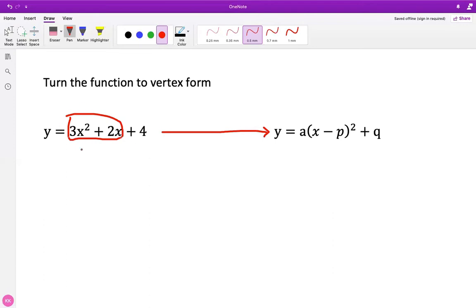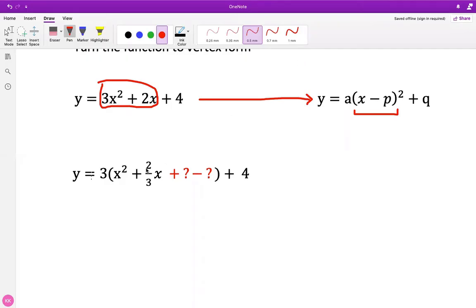If I factor the 3 only from these two terms, I get 3 times x squared plus 2 over 3 x, and we also have the plus 4 outside the bracket. Why do we have 2 over 3 here? Because 3 times 2 over 3 gives you the 2x. So when I factor out the 3, I need to divide the 2 by 3, so we have 2 over 3 as the middle coefficient here.